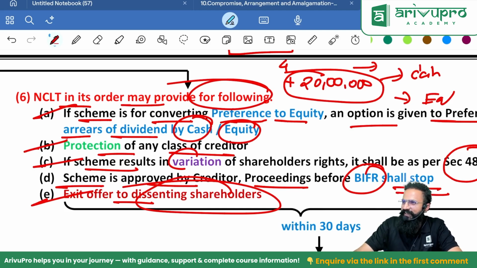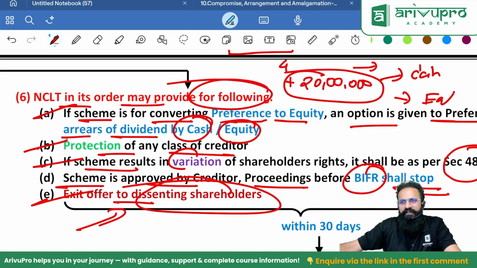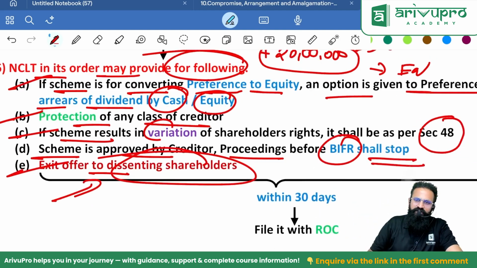Alteration of object clause in the case of money raised by issuing prospectus. Delisting. That was in the capital market, you remember. Here you don't remember. Exit offer to dissenting shareholders. Now what is that I am telling you? Now 10% objected. What will the tribunal say? Either allow them to do or get out of the company. That is what they will tell you. That is only called exit offer to dissenting shareholders.